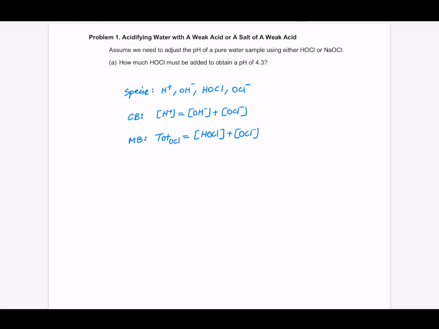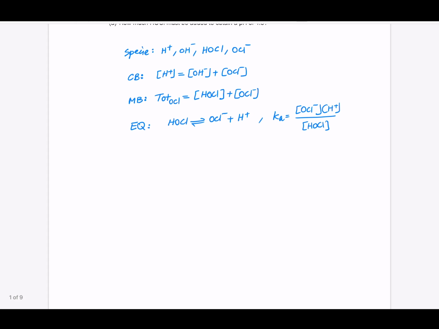So we also have the equilibrium equations. Equilibrium equations, obviously, for water, but we're skipping water for now. We have this acid-base reaction of Ka. Let's actually write down the equation itself first. So we basically have the deprotonation of HOCl to OCl minus and H plus. And we have Ka for this reaction as OCl minus times H plus divided by HOCl. So these are just the general equations we have.